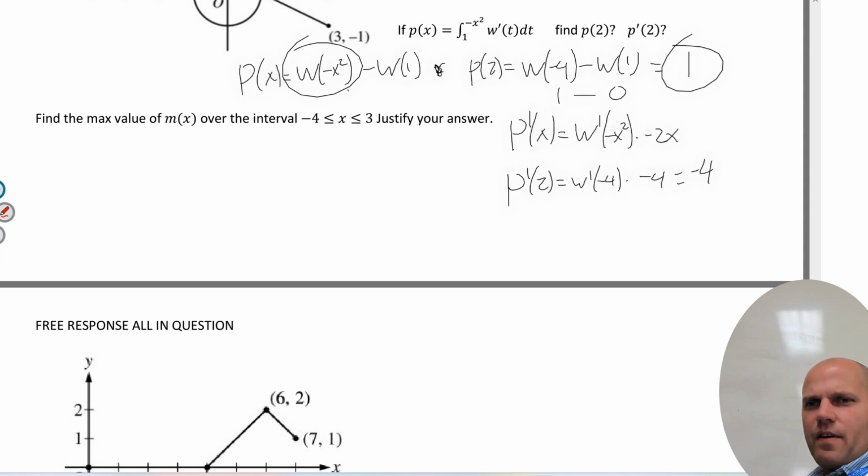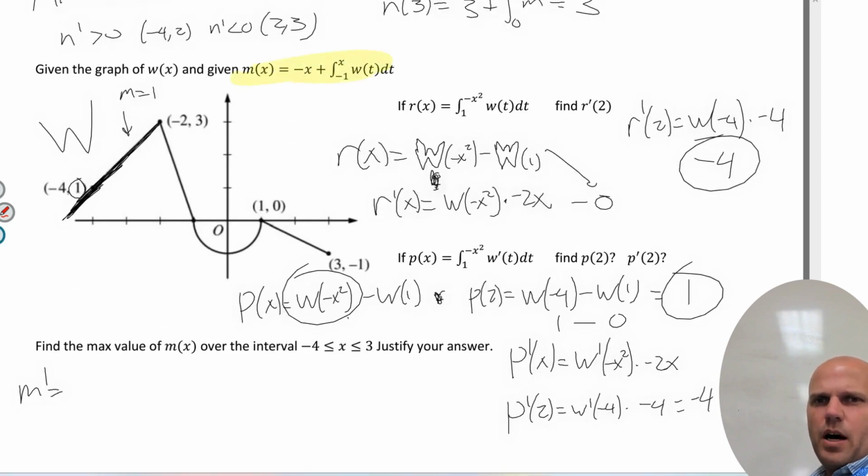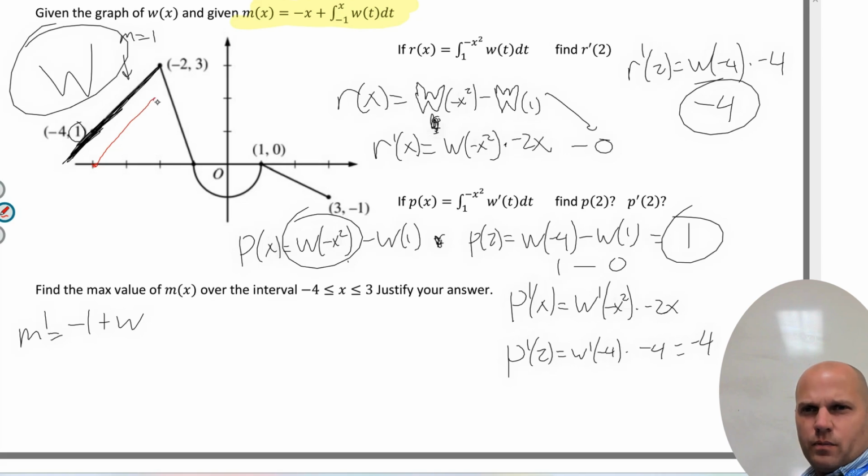Great. Max value M. All right, I got to look at M prime. What does M prime happen to equal? Let's come up here. M prime, all right, there it is, -x plus the integral. So M prime is -1 plus W. Cool. I can take W and subtract 1, and everything comes down 1. Which means that's the important value, whatever that happens to be. Or I can say I'm trying to figure out when this equals 0, and that's when W equals 1. Create a new axis, and bingo, bango, right there.